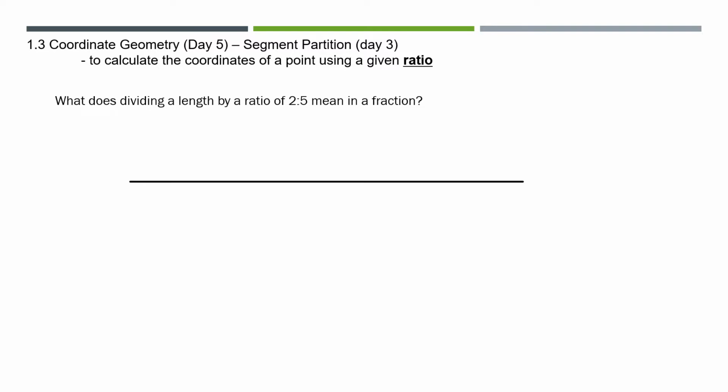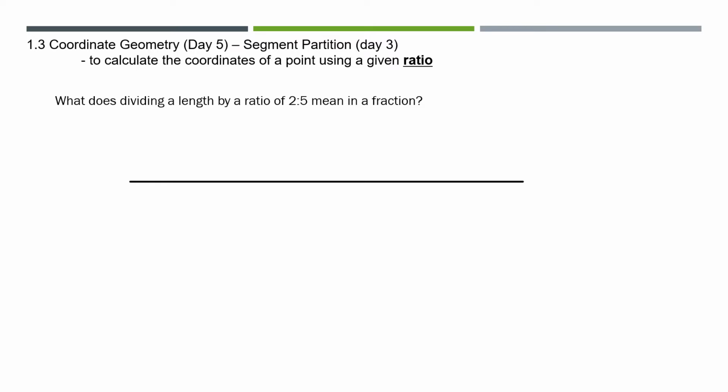Now that's a little different than the last 2 days of segment partition because you've been given the fraction. What's the fractional part of an entire length? So today we're wording it, what does dividing a length by a ratio of 2 to 5 mean in the form of a fraction? Now we're used to ratios and fractions from previous classes where if I said the ratio was 2 to 5, you would just give me the fraction 2/5. That is not what's happening here, and that is because of the wording of the question.